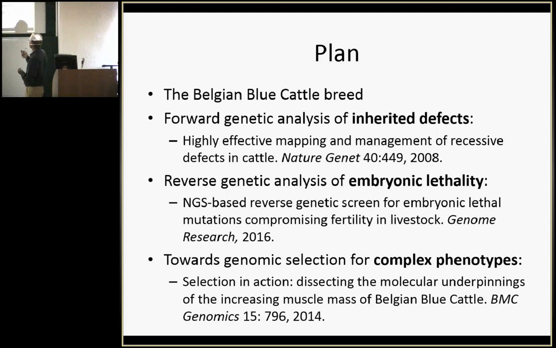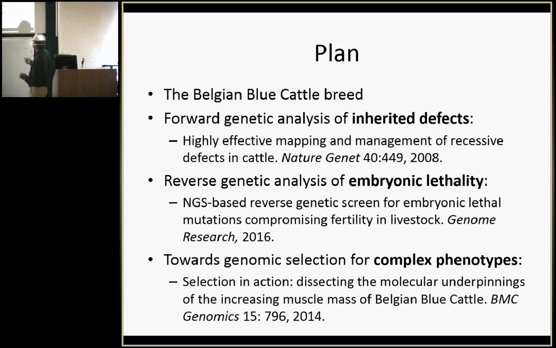So this is the plan that I have for you. I'll tell you a bit about the system, the Belgian Blue cattle breed. Carole has been studying a series of inherited defects in this breed. Then, more recently, she has been studying embryonic lethality using a reverse genetic approach, contrary to the first phenotypes, which she approached by a classical forward genetics approach. And I'll tell you where we are going with complex phenotypes, remembering that the vast majority of phenotypes of agricultural economic importance are quantitative traits, distributed in a Gaussian way, with the architecture typically referred to as complex or multifactorial phenotypes.